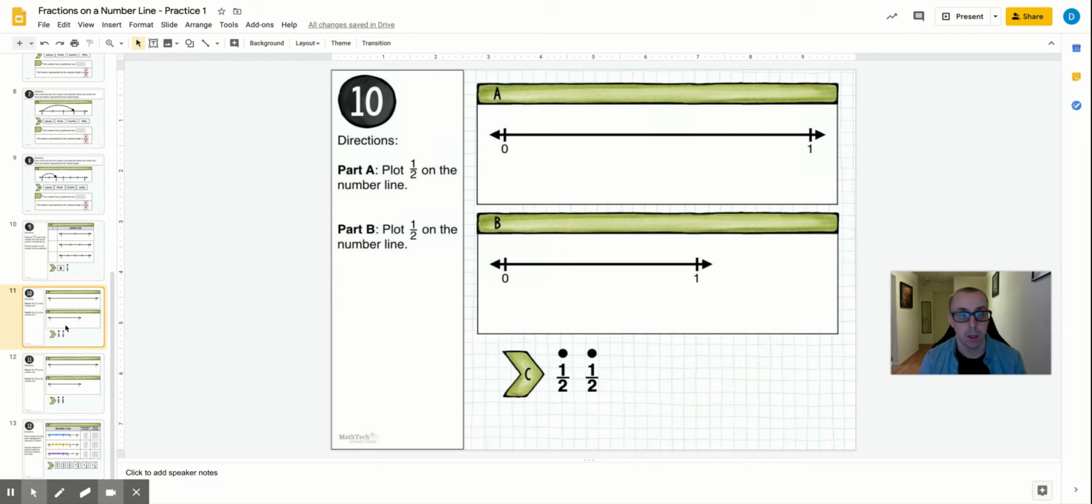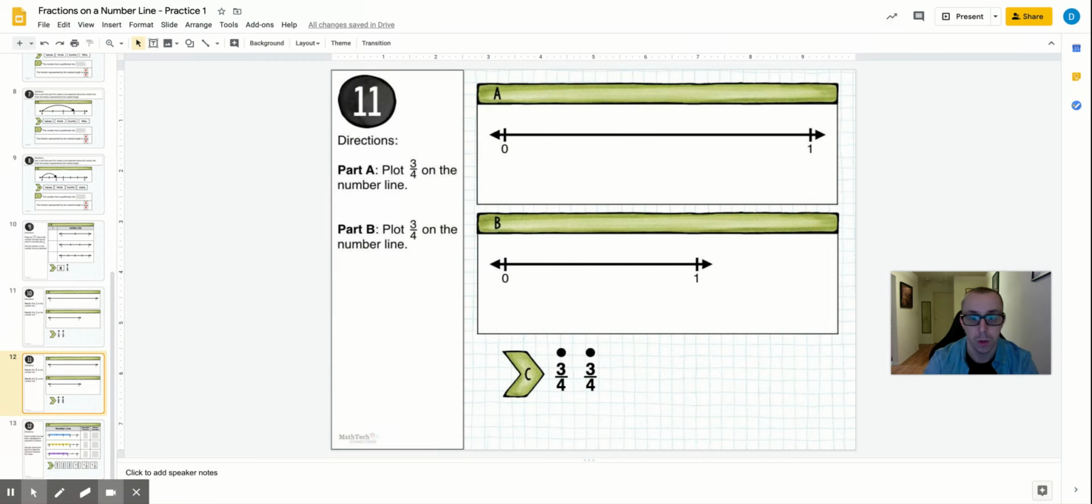Okay, plot 1/2 on the number line. You can draw the line, so click the line and draw it if you'd like. This is a good problem because it shows you 2 different number lines of different lengths, but you're still going to be able to plot 1/2 on each one. It's just that they won't be equal to each other. But each part should represent 1/2.